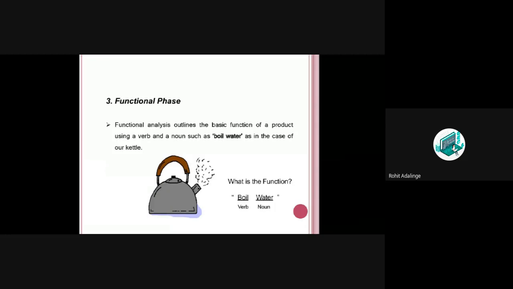Steps followed in the functional phase are: first one, list the components or parts. Second one, prepare verb-noun description of functions.